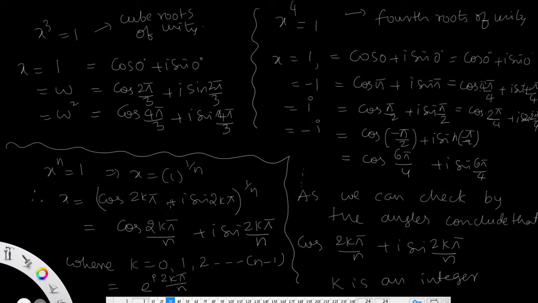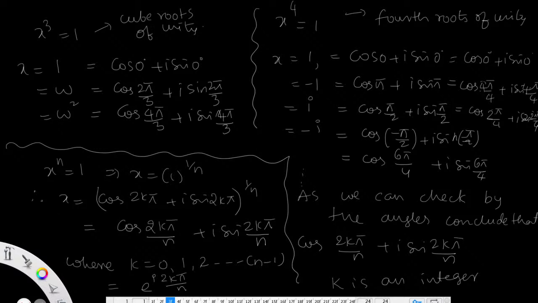In x power n equal to 1, we can write cos 2k pi plus i sin 2k pi, whole to the power of 1 by n. By De Moivre's theorem, that is cos 2k pi by n plus i sin 2k pi by n, where k equal to 0, 1, 2, and so on up to n minus 1. In Euler form, we can write e to the power of i 2k pi by n. So that means x power n equal to 1 gives the nth roots of unity.